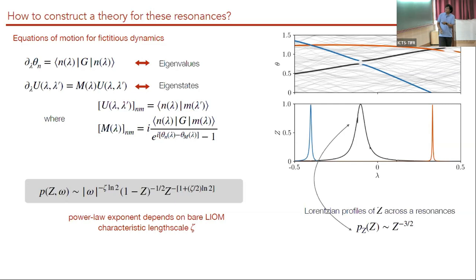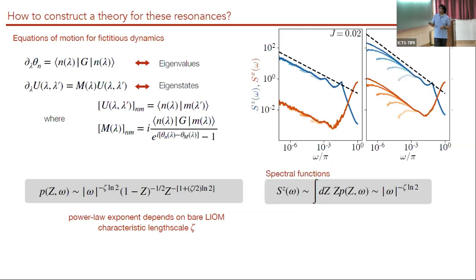And then, once I have this Z and the distribution of Z and omega, the spectral function is trivial to compute because I can just do the appropriate integrations. And I get a power law which goes as omega to the power minus zeta log 2. And that actually explains why we have these power laws in the spectral function.